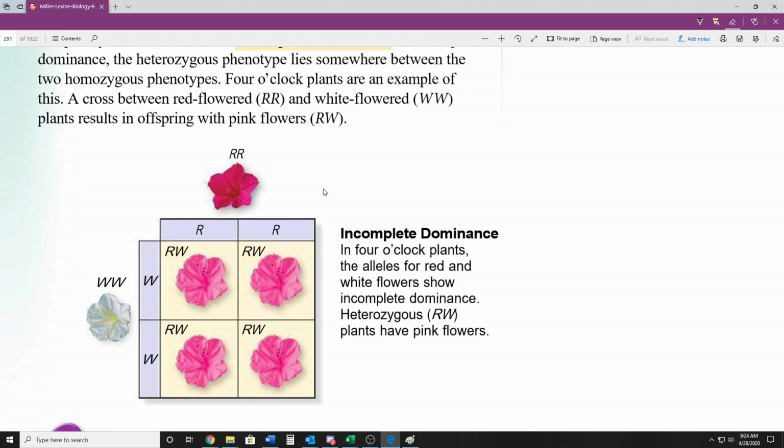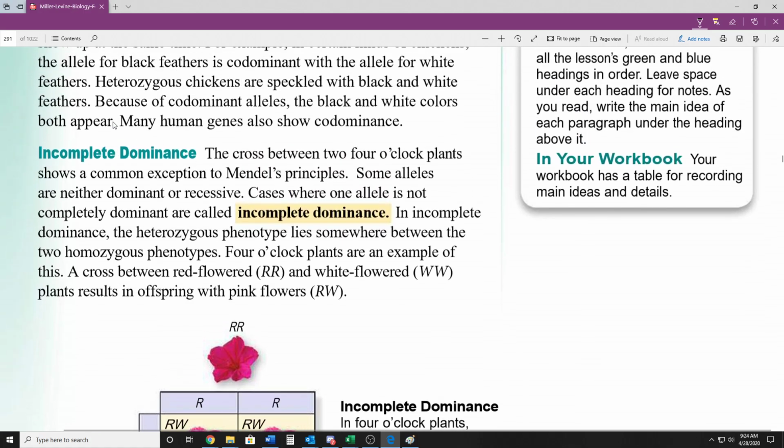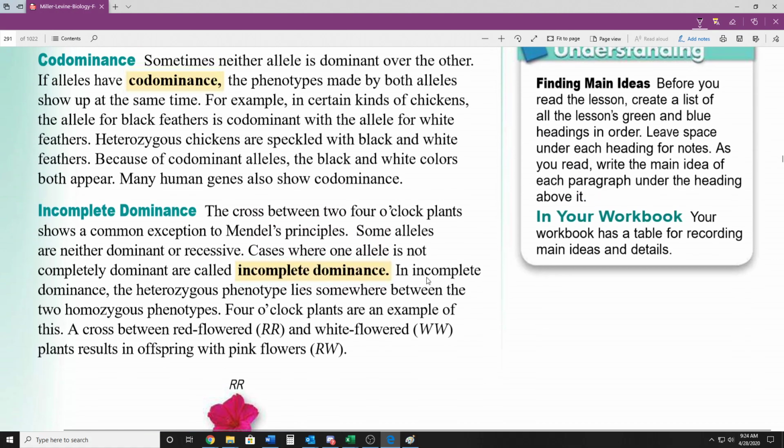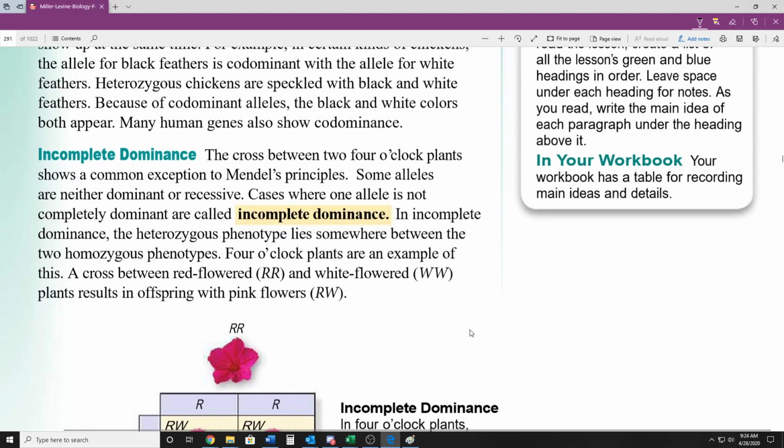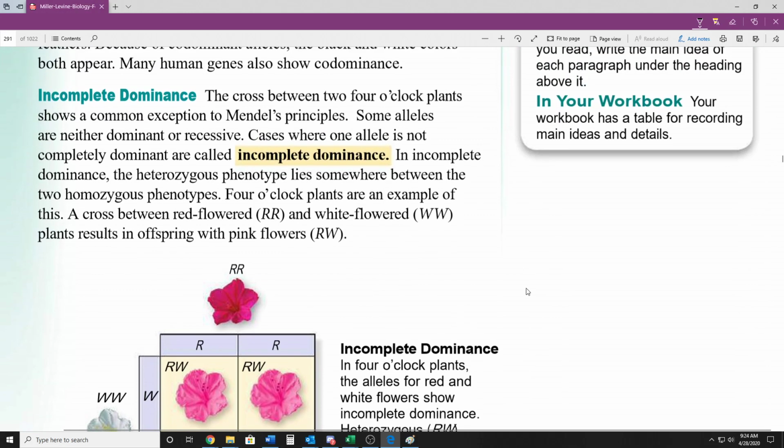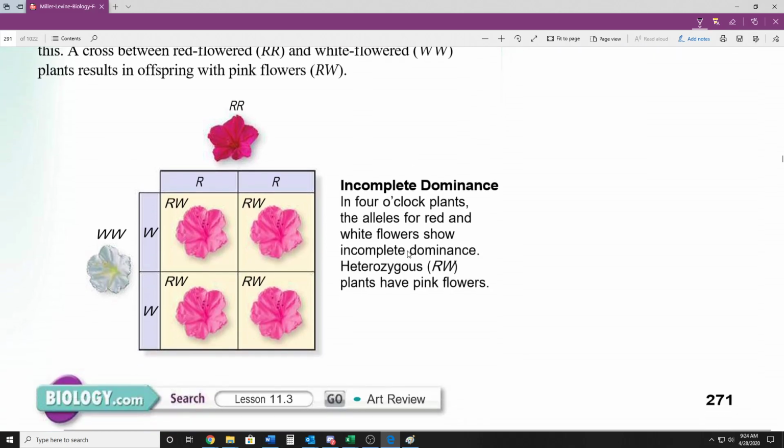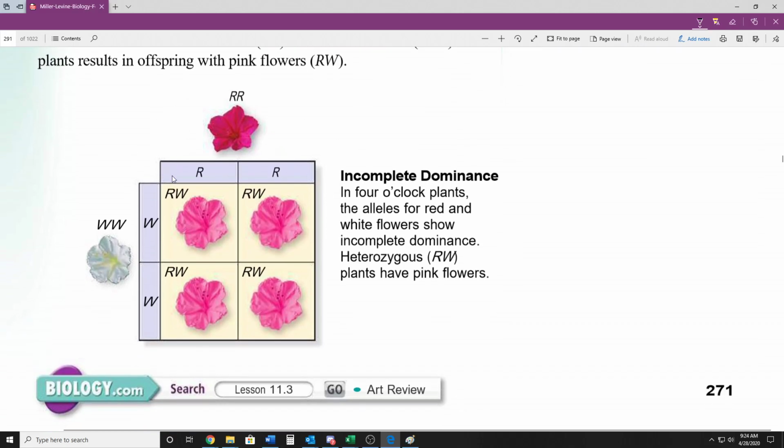However, what makes this different from codominance is that it is a mixed expression. It's not a separate expression, right, the way that codominance is. Our chicken had an equal expression of black and white feathers with no mixing. If those two colors mix together, you get gray feathers. We don't see that in our speckled Sussex chickens, okay? But we see this in 4 o'clock flowers.